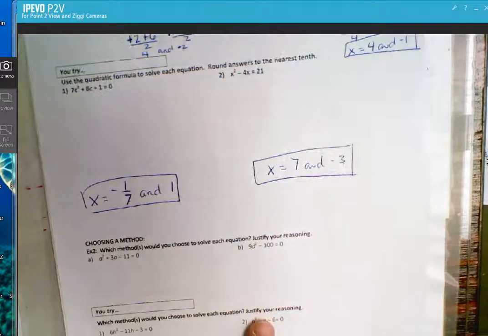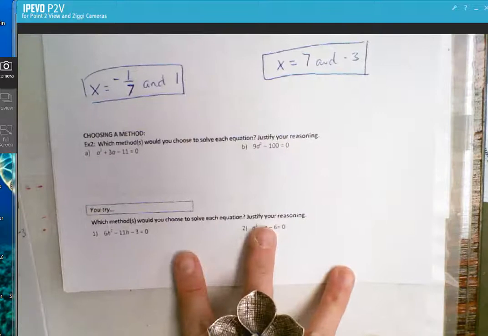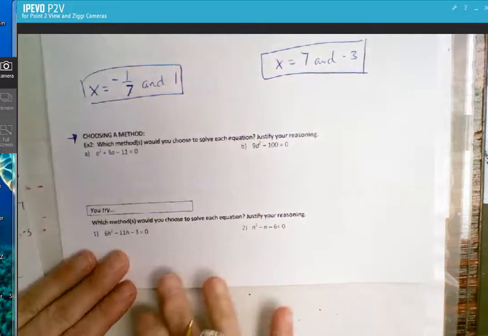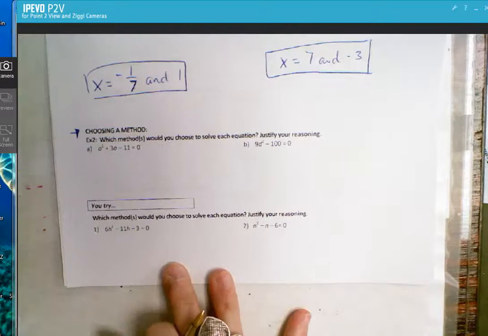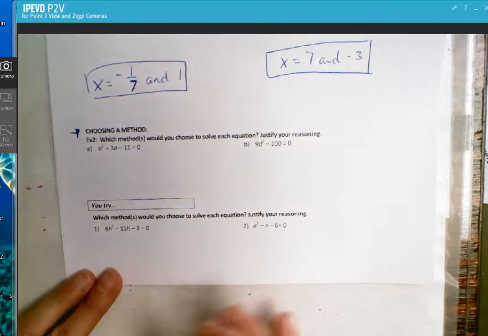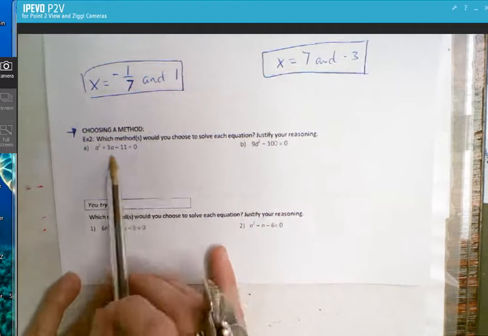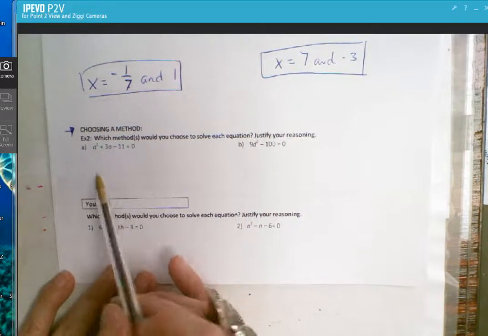So let's take a look at choosing a method, because what we want to do is choose the most efficient method. So sometimes it's better to use squaring, taking the square root. Sometimes it's better to factor, and sometimes it's better to use the quadratic formula. So we need to be able to figure out which one's which. If I can factor, I like to factor, so I'm going to look and see if I can factor.